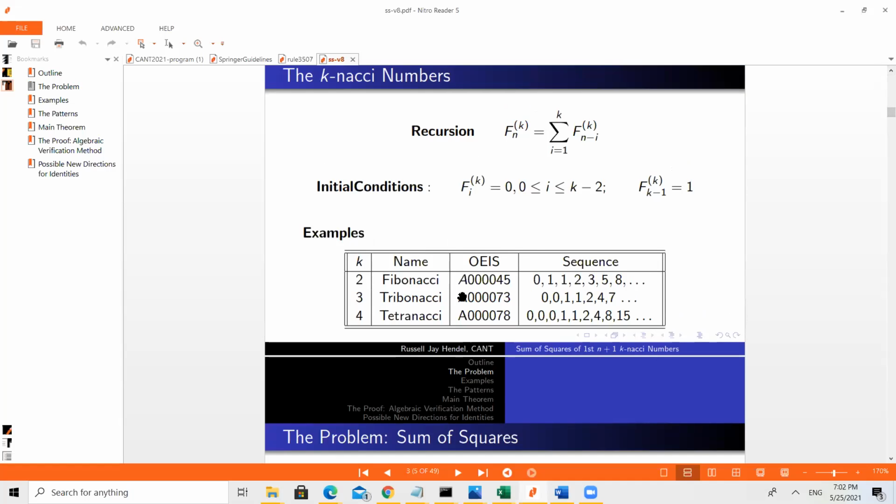My screen's jumping. For Fibonacci, you have 0, 1. For Tribonacci, you have 0, 0, 1. For Tetranacci, you have 0, 0, 0, 1. Here, the 2 is the sum of the 2 previous ones. Here, the 7 is the sum of 4, 2, and 1, the previous 3. 15 is the sum of 8, 4, 2, and 1. And these are well known. These are the OEIS sequences.